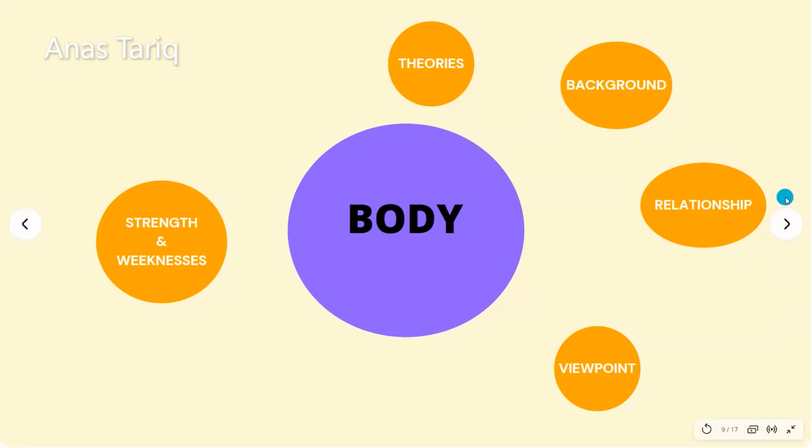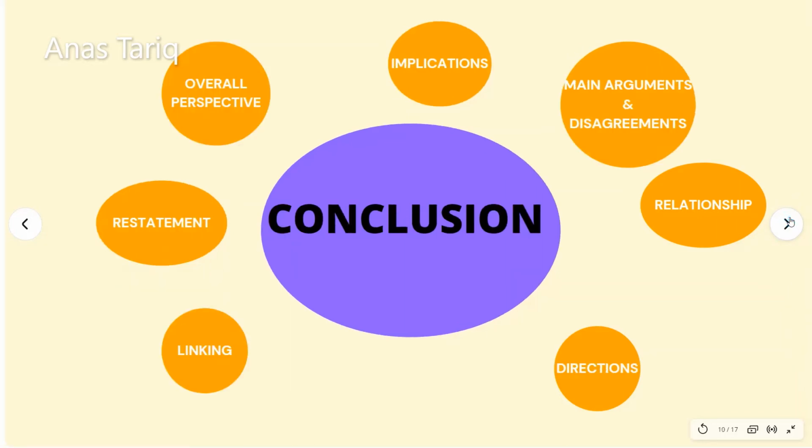The last part of structure is conclusion. Conclusion is a restatement of the main argument or thesis. It describes the main argument and the disagreements in the literature, and it basically summarizes the overall perspective of the topic.